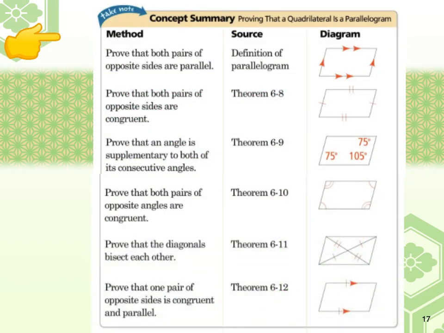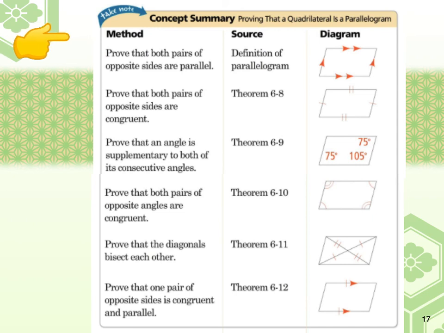Now let's discuss the summarization of our lesson. Here, to prove that both pairs of opposite sides are parallel, that is the definition of a parallelogram. Prove that both pairs of opposite sides are congruent. This is theorem 6-8.